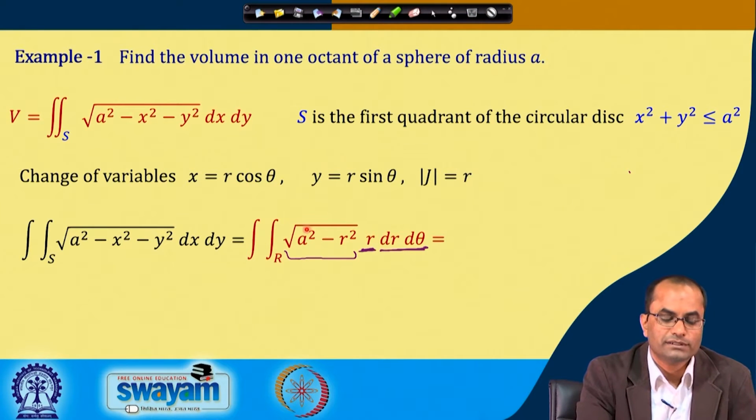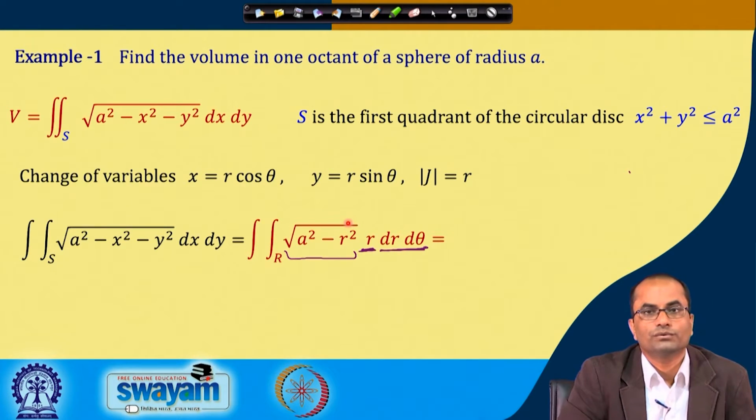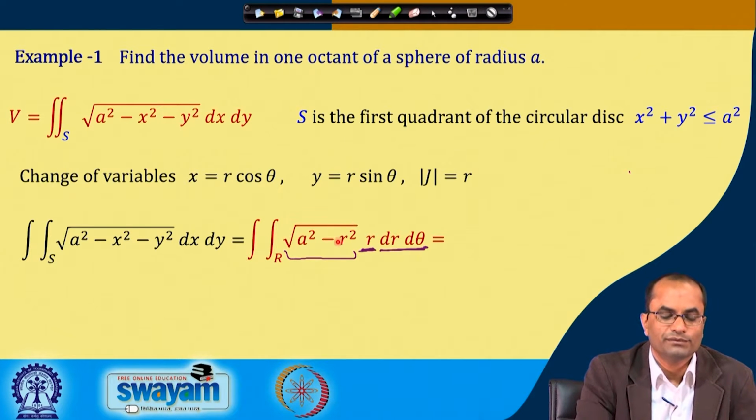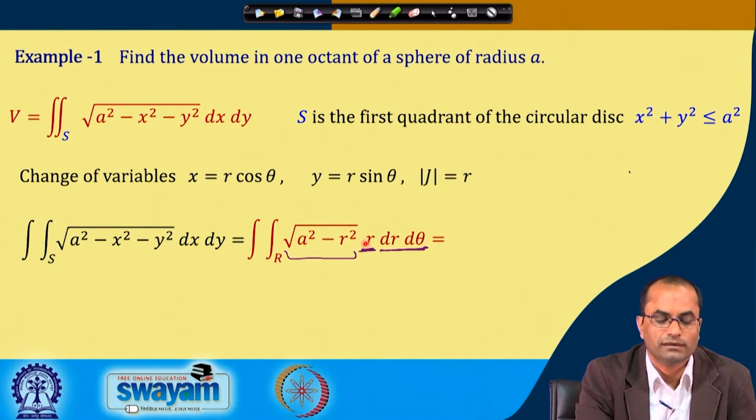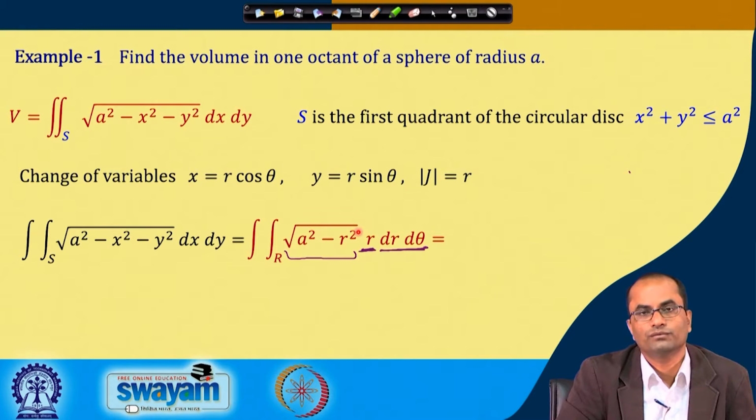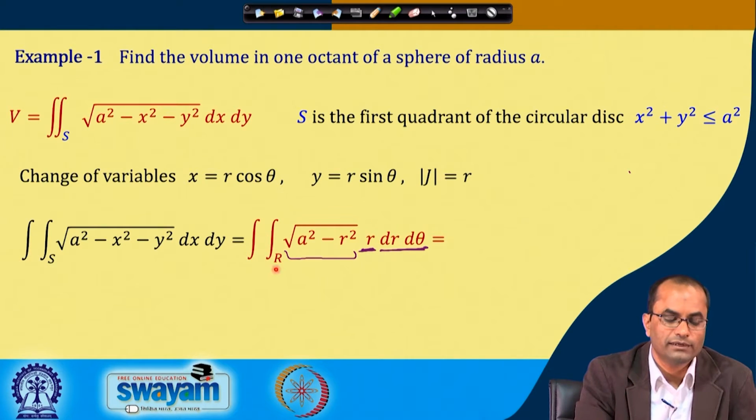Now, the evaluation is much simpler because this r is sitting here, which if we substitute a square minus r square to some new variable t, then we can convert precisely this r dr. We can easily evaluate the inner one.